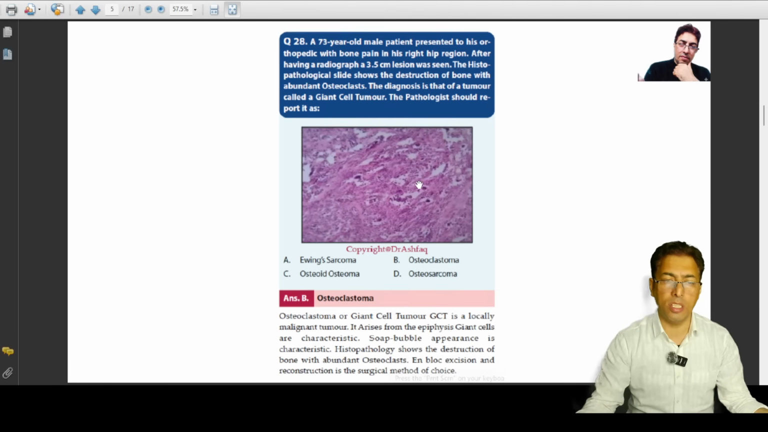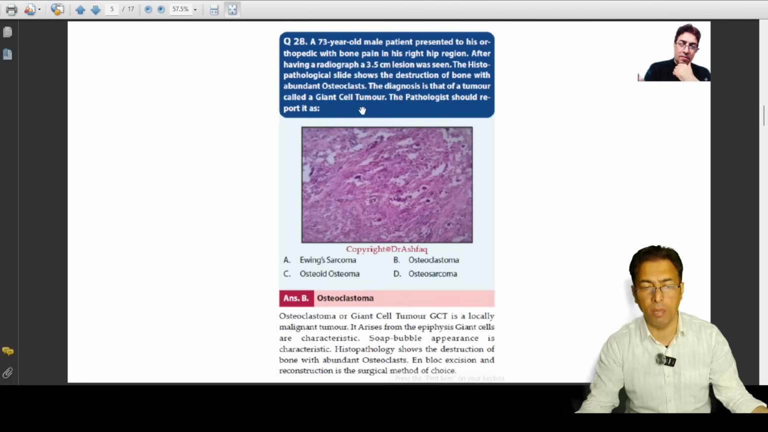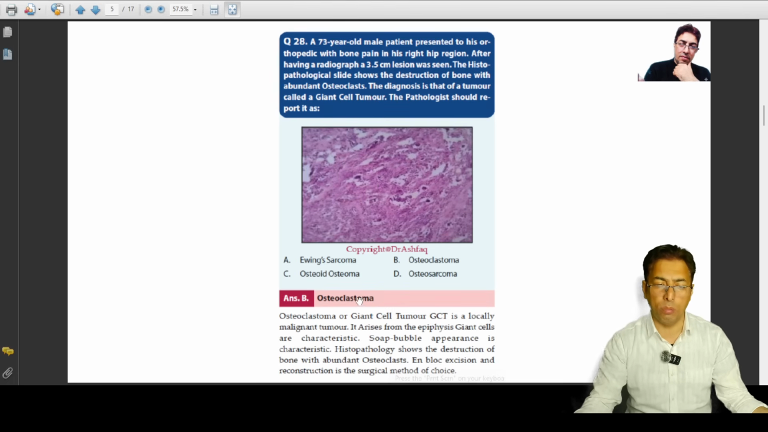Now, in here the examiner is giving you the diagnosis, giant cell tumor, and you have to just say which is the correct option. So the slide shows destruction of bone with abundant osteoclasts. And you have to remember that the synonymous name of giant cell tumor is osteoclastoma. So this question tests your ability to know the different names of the same entity. Giant cell tumor or osteoclastoma is one and the same thing.